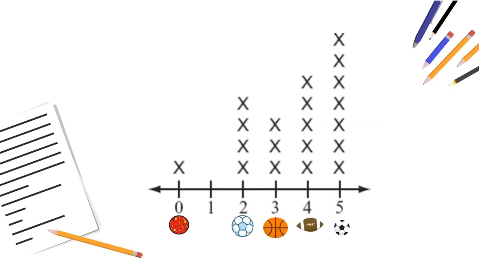And finally, you have a line plot, and this is good to show various categories on a number line. In this example, you have sporting equipment and how many you have of each, and it's on a number line. So there we go, looking at different graphs and when to use them.